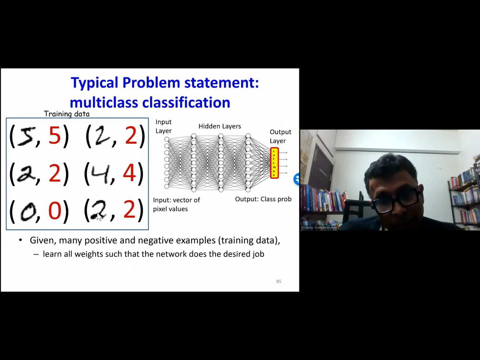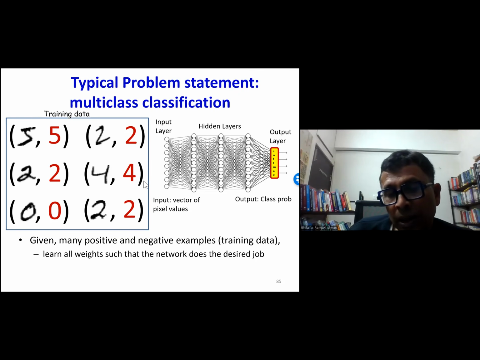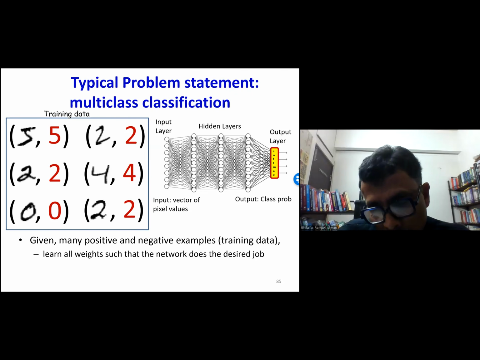On the other hand, if you have a multi-class classification problem where you have to find out which digit it is, then along with each input, you would actually be informed which class it was, and that is going to be converted to a one-hot representation when you actually try to train the network.